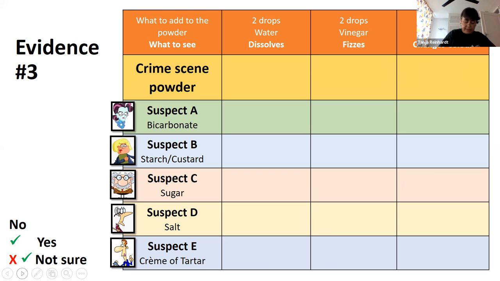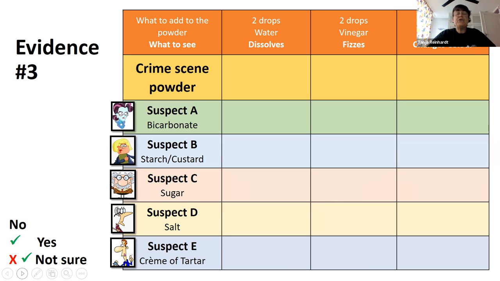So this is what we collected from the suspects. Suspect C is using sugar. Suspect D has some salt. And suspect E has something called cream of tartar. Now, in the first column, we're going to write down our observations when we add two drops of water, if it dissolves. What does it mean? Dissolve means basically that your grains start to disappear.